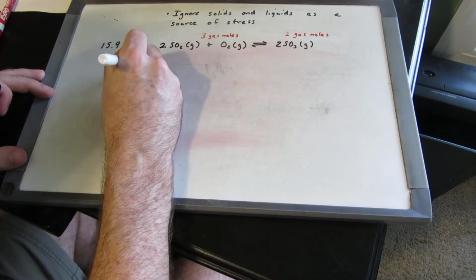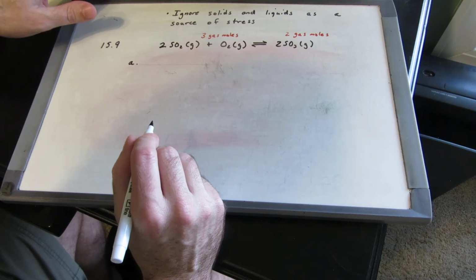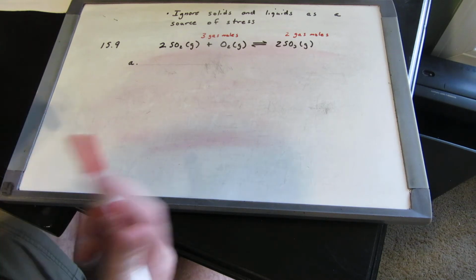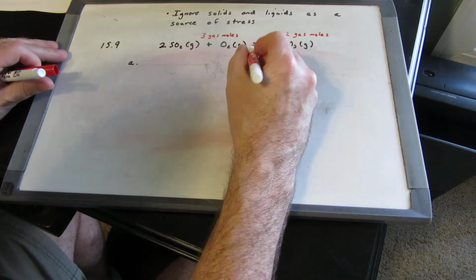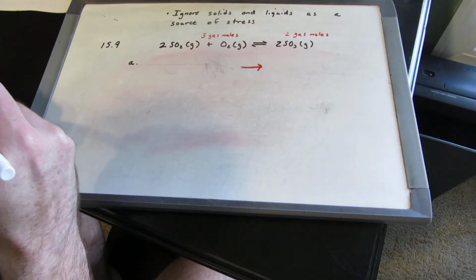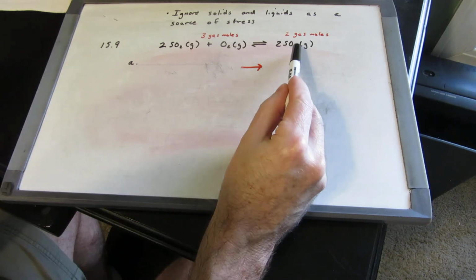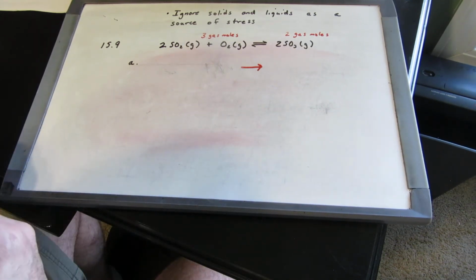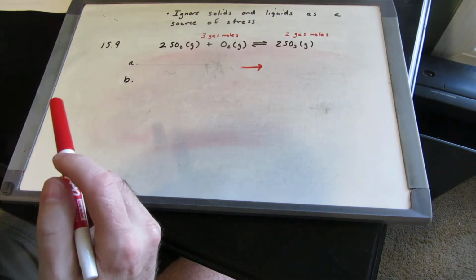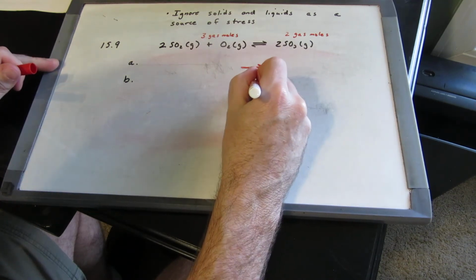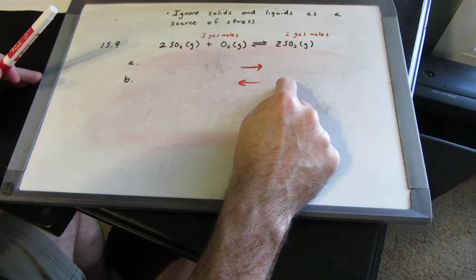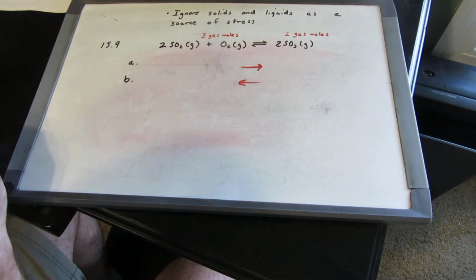Part A says, which way will the reaction shift if the pressure is increased? If pressure is increased, the reaction shifts away from the side with the most gas molecules. The left side has the most, so it's going to shift the other way. So we would increase SO3 and decrease SO2 and O2. Part B says, which way will the reaction shift if the pressure is decreased? Just the other direction, to the left. So the right side would decrease, and the left side would increase.